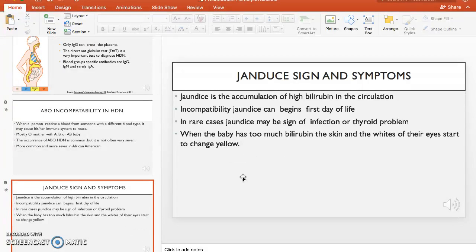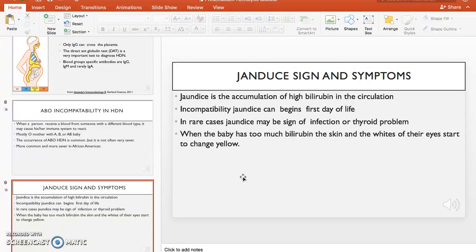So what are the signs and symptoms? Jaundice is the accumulation of high bilirubin in the circulation. Jaundice in ABO incompatibility begins in the first day of life. When the baby is born, jaundice might happen. In a rare case, jaundice might be a sign of infection. When the baby has too much bilirubin, the skin and the whites of their eyes start to turn yellow.